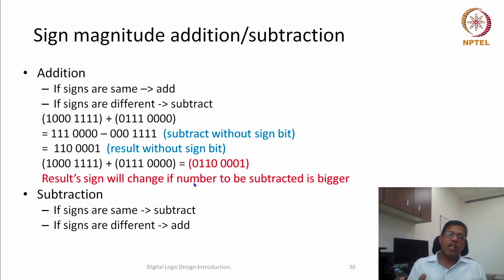Similarly, if subtraction has to be done, then again, if signs are different, then we need to add. If signs are the same, then we need to subtract. If signs are different, then we need to add and then find the corresponding sign bit of the result.